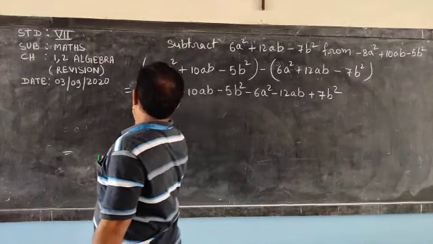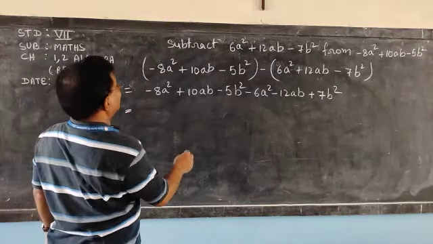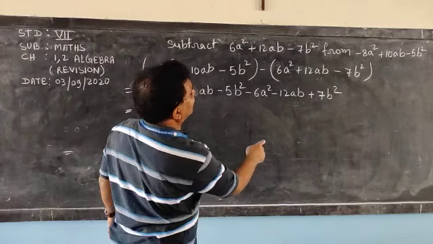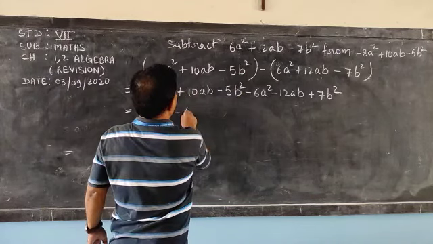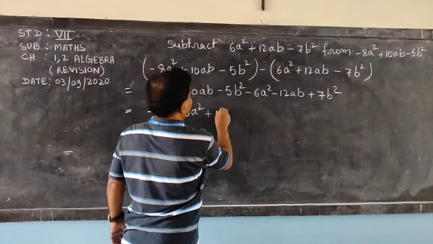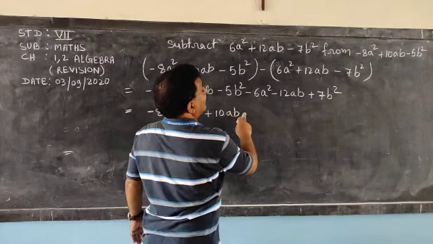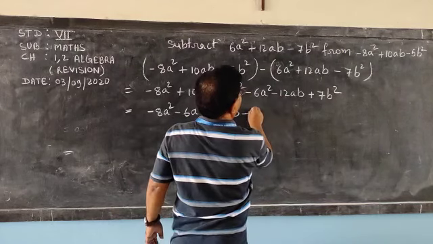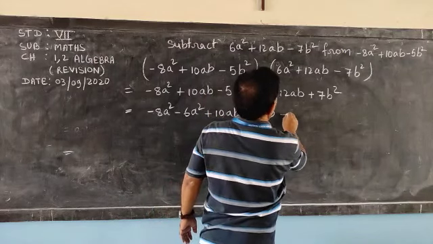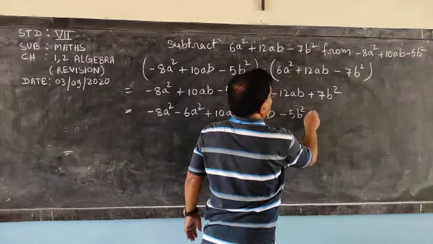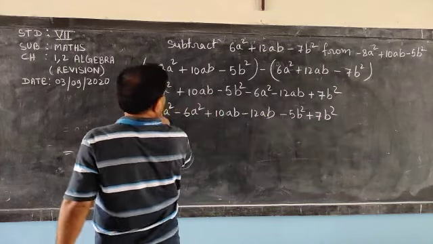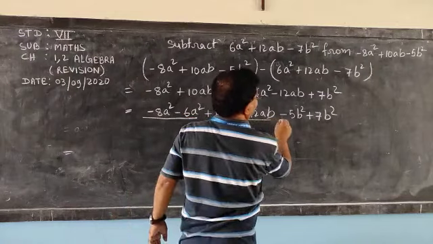Now you can arrange it according to like terms. Minus 8a square. Is there any more a square? Yes, minus 6a square. Now plus 10ab. Is there any more ab? Yes, minus 12ab. Now minus 5b square and plus 7b square. What have I done? I have arranged according to like terms.